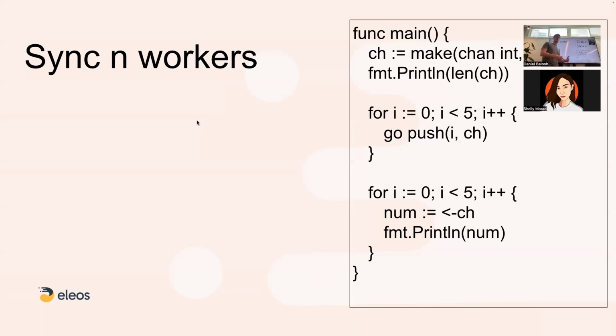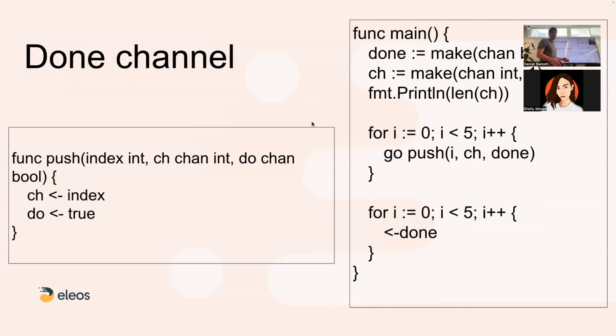So usually inside the Go code base, you will see it called the done channel, okay? The done channel. You will create 2 channels.